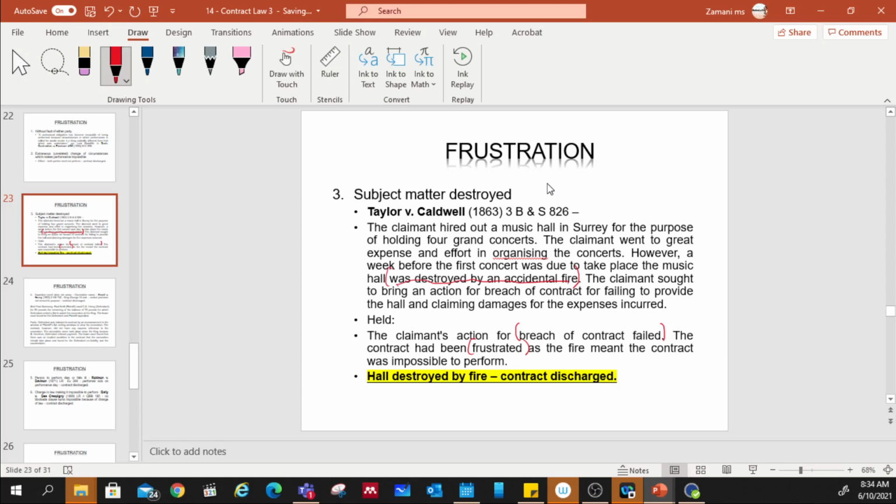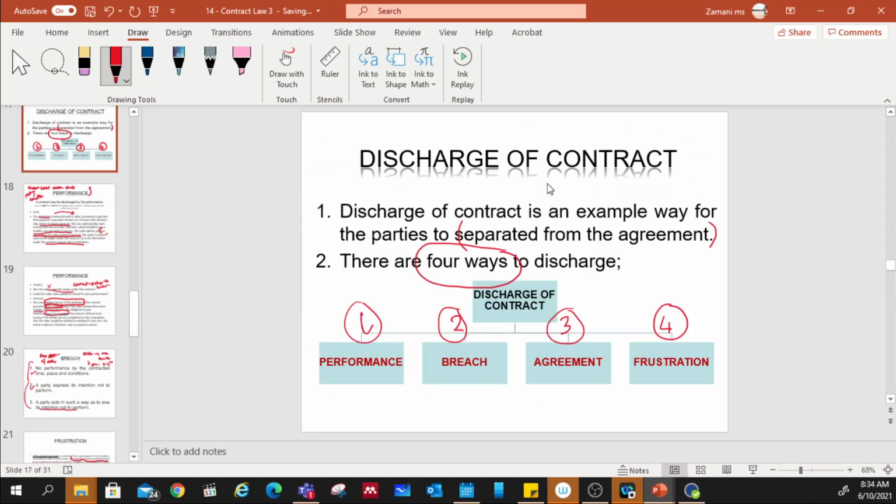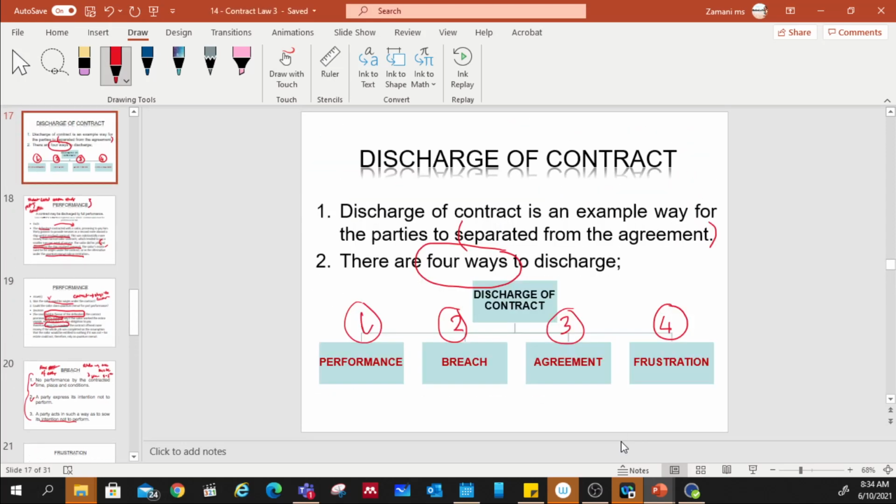So that is the fourth one, because the fourth one here is, yeah, performance, breach, and agreement. Agreement is very simple: both of you agree to discharge, then you discharge. And the last one is frustration.